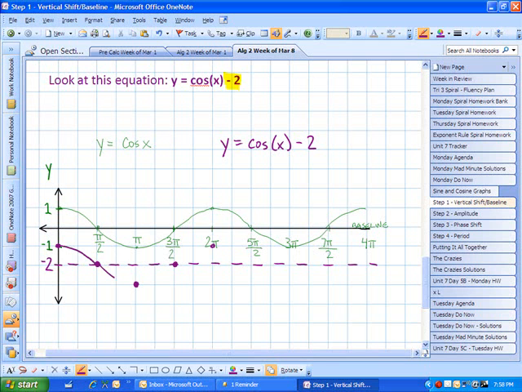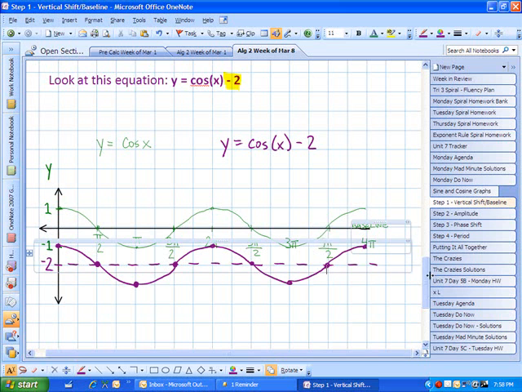So we're looking like this. Looks very similar to the green one. It's just been shifted down 2. The cycle continues again, starts at the top. At the first quarter, it's on the baseline. Halfway, it's at the bottom. Third quarter, back to the baseline. And the fourth quarter, back to the top.